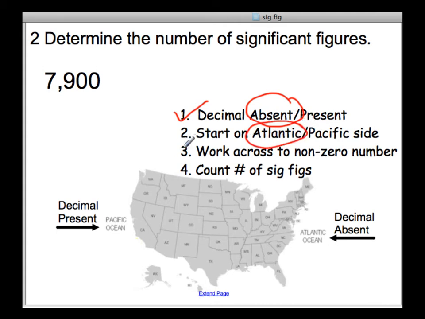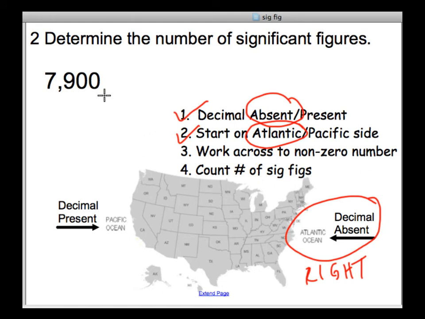Atlantic and absent start with the same letter, the A. So I'm starting on this side of my number, which is the right side of my number. So I'm going to start on the right side of my number when I work across it. Cool. So now I'm going to actually work across my number. I know that I'm starting on the right side, the Atlantic side, and I'm going to work across this, like it says here, to the first non-zero number.